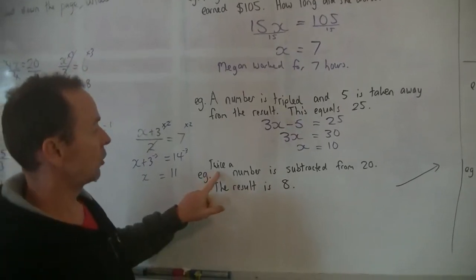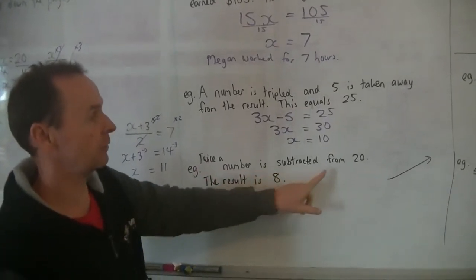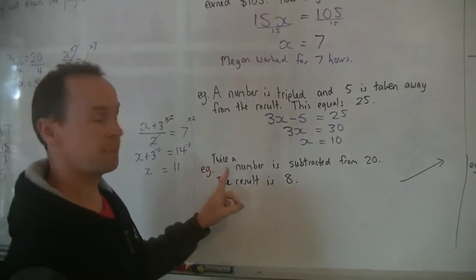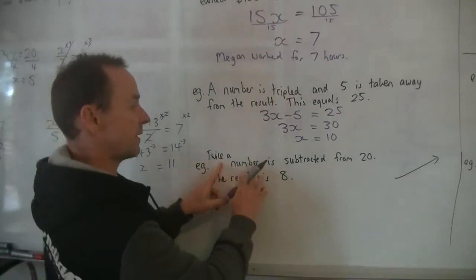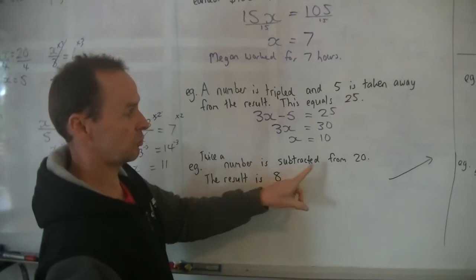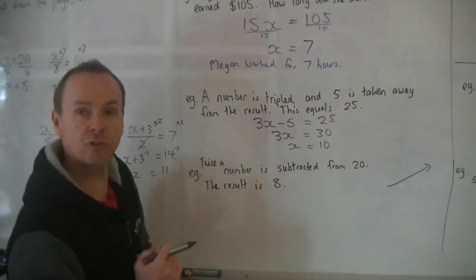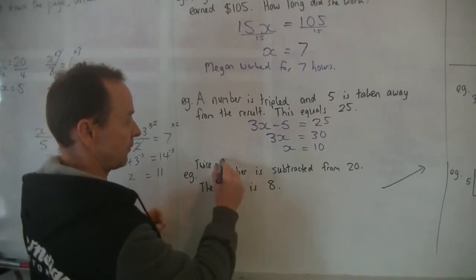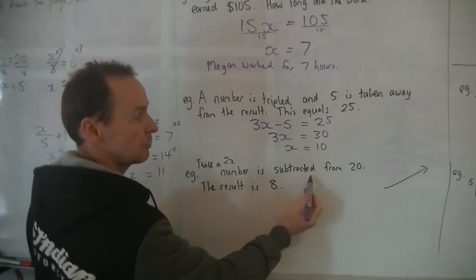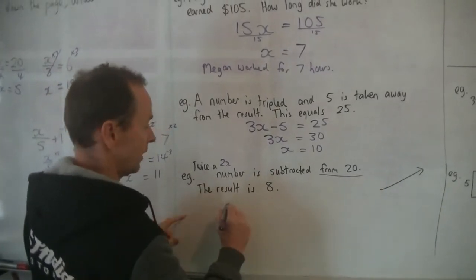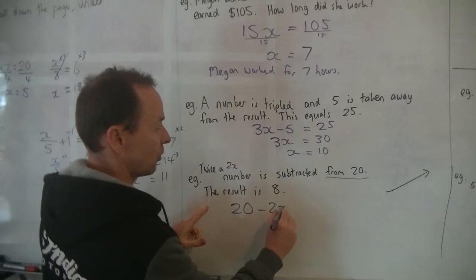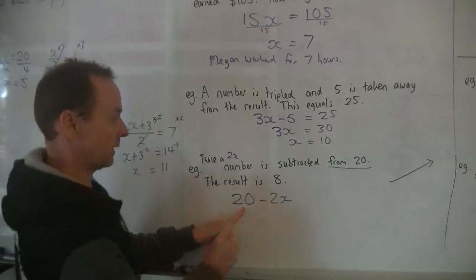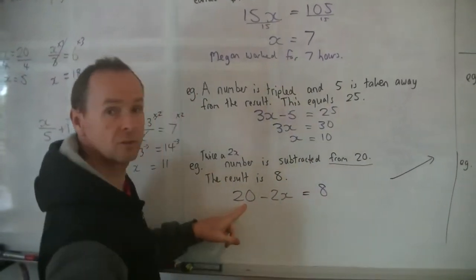Alrighty, last one. Twice a number is subtracted from 20, and it says the result is 8. A lot of people make a mistake with this one. They say twice a number, they go 2x, they see the word subtracted and 20, so they write 2x minus 20. That is incorrect. If you read it carefully, it says twice a number, that's 2x. Twice a number is subtracted from 20. So 20 minus 2x, and the result is 8.